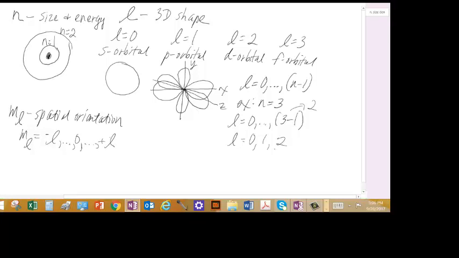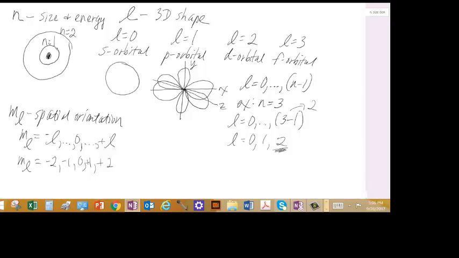So in the case where L equals 2, if we look at this case, the possible values for M sub L are -2, -1, 0, +1, and +2. So there are 5 possible values there.